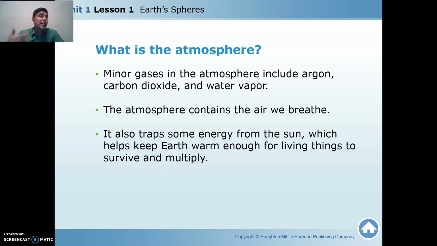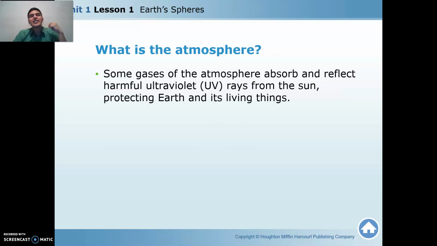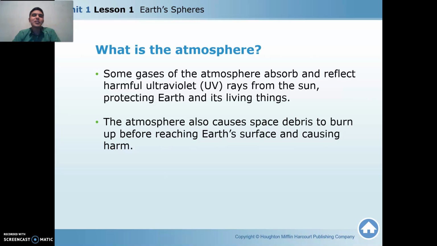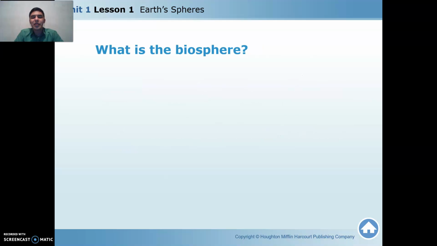And well, scientists are theorizing that if we continue increasing the amounts of carbon dioxide into the atmosphere, then the impact of climate change is going to be way more drastic in the future. So it can even produce the extinction of humanity. Just imagine how crazy that is. But that's going to be a topic for another class. Some gases of the atmosphere absorb and reflect harmful ultraviolet rays from the sun, protecting Earth and its living things. The atmosphere also causes space debris to burn up before reaching Earth's surface and causing harm.